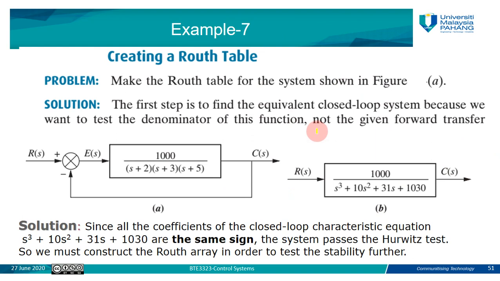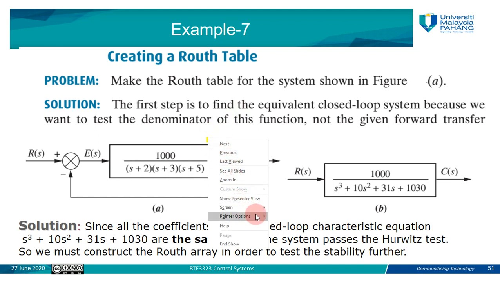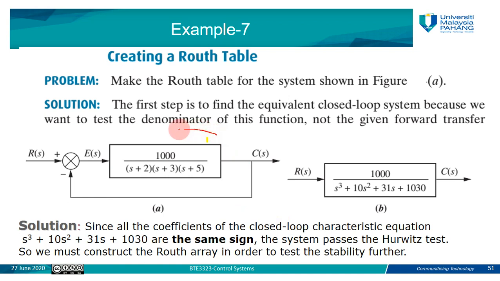We're going to take an example here, so it becomes clearer because we are going to use numbers instead of variables. The example says to make a Routh table for the system in figure A. This system consists of G(s) with feedback. This is the open loop transfer function, G(s), not T(s), and it cannot be used directly to generate the Routh table. We need to find the value of T(s), which is here.